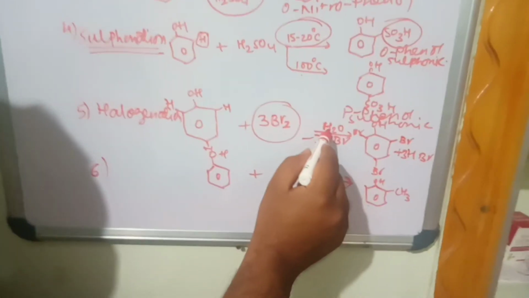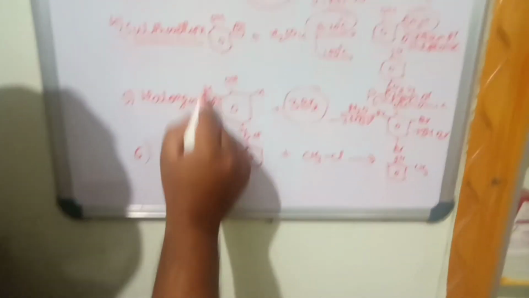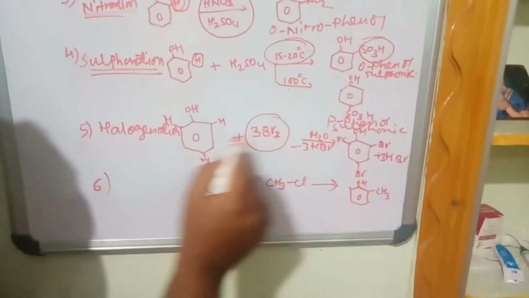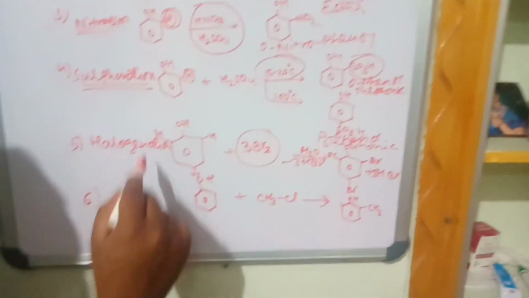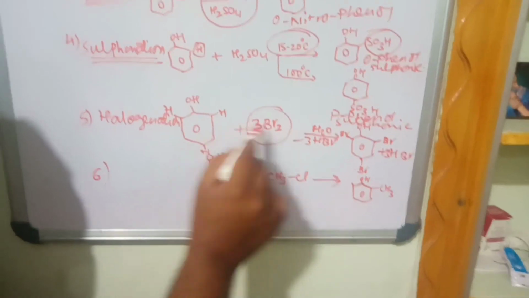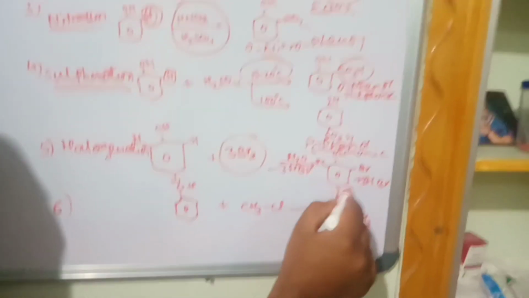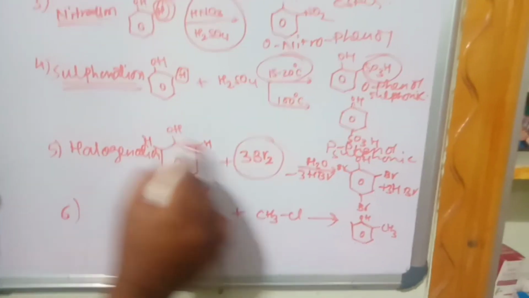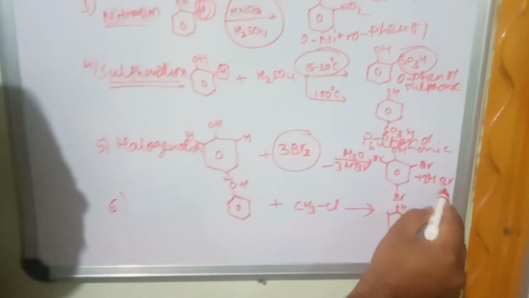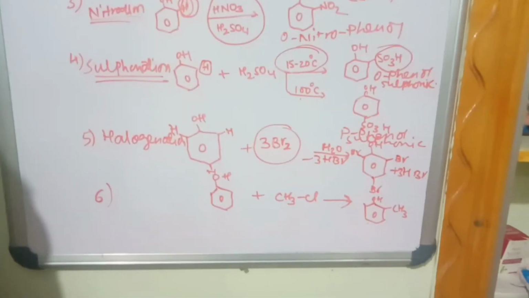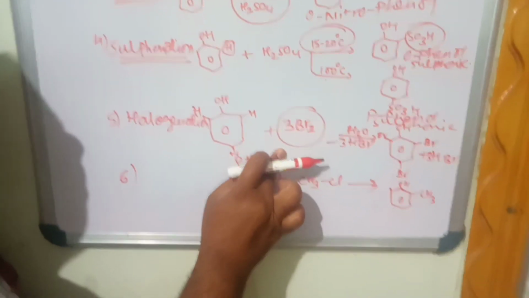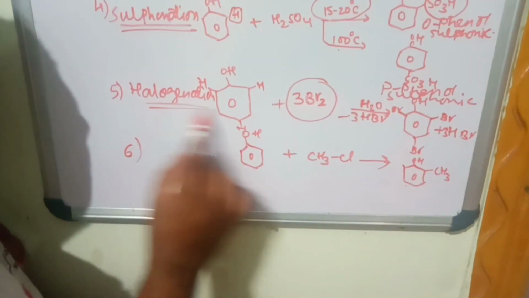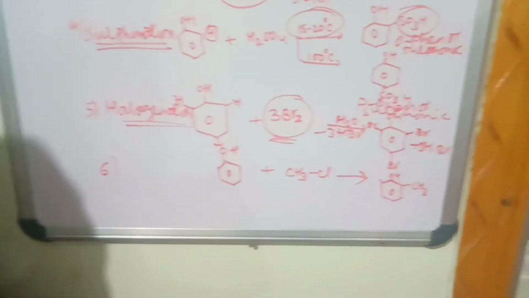So what happens? It will remove 3 hydrogens. Here totally 6 bromines are there. 3 hydrogens are replaced by 3 bromines. What is formed here? 2,4,6-tribromophenol. 3 bromines are substituted and 3 bromines are remaining, so 3 HBr will be eliminated. This is called a bromination reaction. One example of halogenation is the bromination reaction.